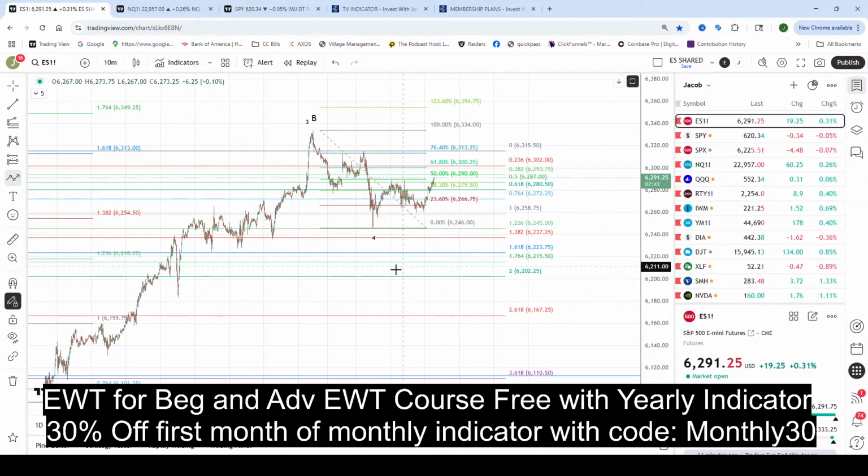Our next key level is 6218. Well, 6246, the wave 4 low, but then 6218, and then 6160. If they break 6160, that changes how we view the market, and we may need to adjust.